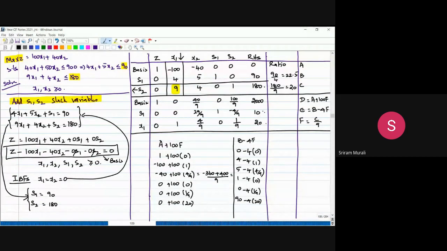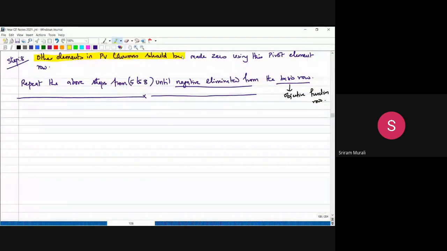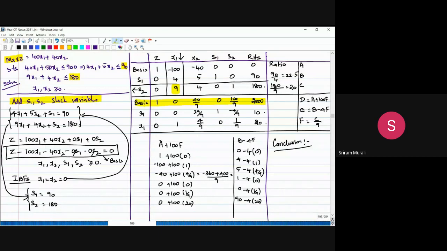What is the conclusion? The conclusion is this. There is no negative in the basis. I should not get any negative in the basis. This is what the algorithm says. So make the other elements in the pivot column 0 using this pivot element. Repeat the above step until the negative is eliminated from the objective function row. The negative is not found, so there is no negative. We reached optimal. There is no negative in the basis row.